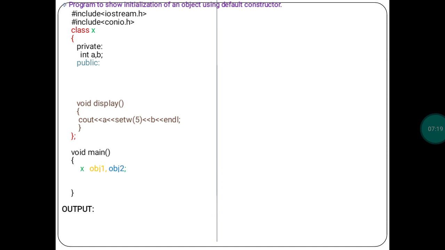In the main function we have created two objects, object 1 and object 2. X is a class name. Using the class name we can create the objects, that is object 1 and object 2.